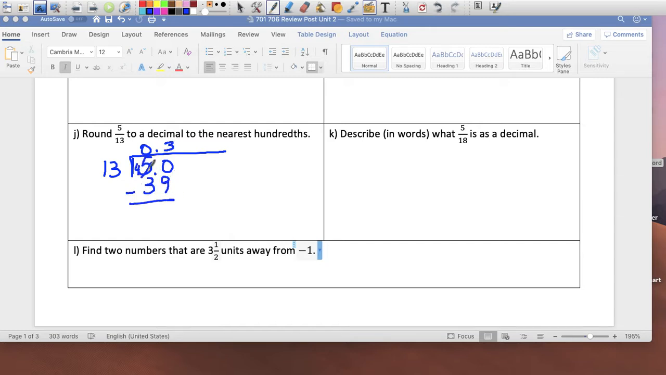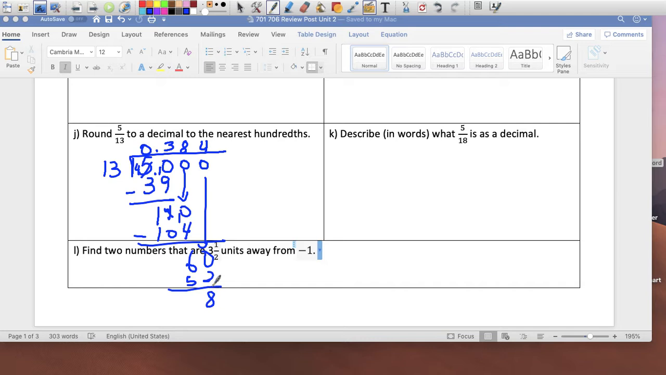Minus. 10 minus 9 is 1. 4 minus 3 is 1. Bring another 0 down. And that's about 8 times. 8 times 13 is 104. If you subtract, 10 minus 4 is 6. Now bring a 0 down. And 13 goes into 60, 4 times. 4 times 13 is 52.